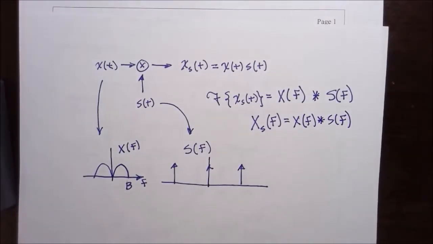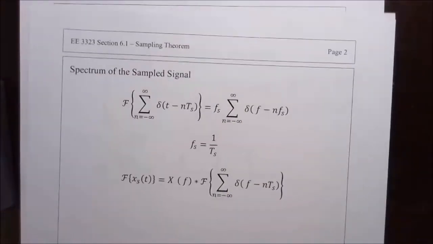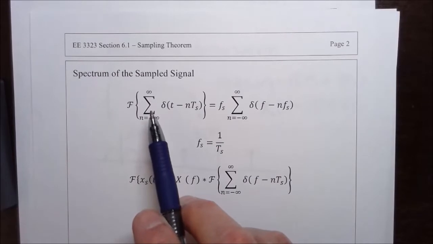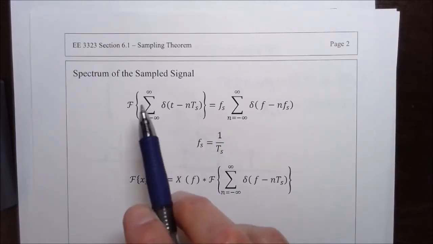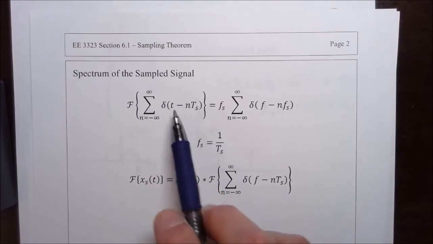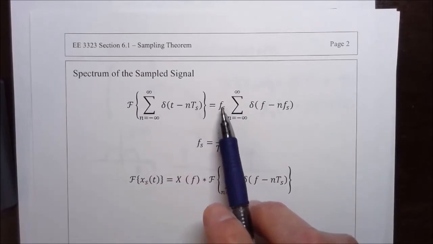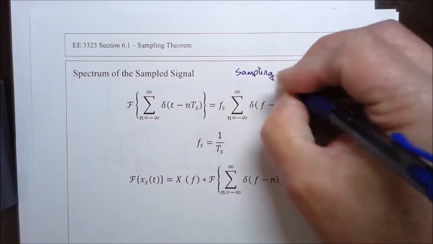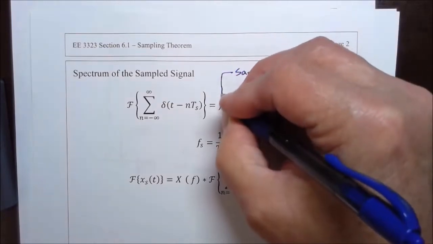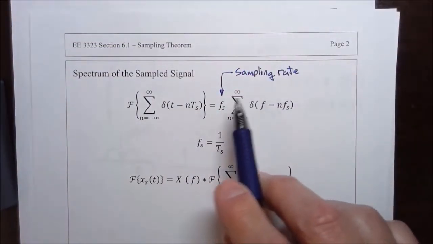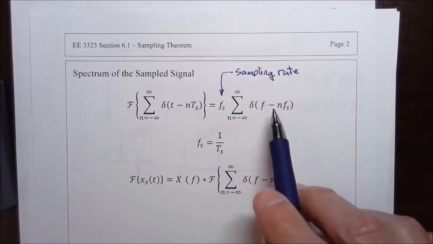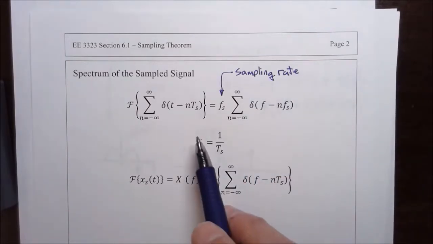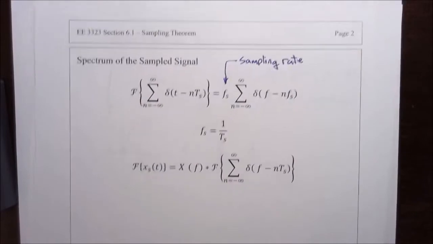So we have, for the spectrum of the sampled signal, first we want to find the Fourier transform of the sampling function. So the Fourier transform of this train of delta functions is fs, that's the sampling frequency or the sampling rate, the number of samples per second, times the summation of delta functions, delta of f minus n times fs. Again, we're using the sampling rate. The sampling rate is simply the reciprocal of the sampling period.